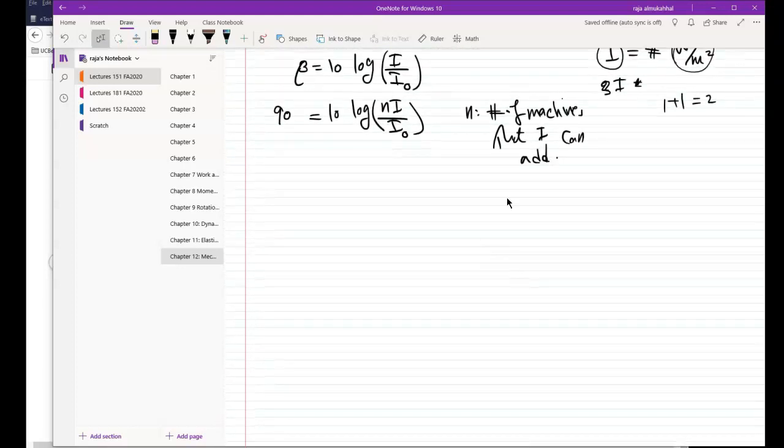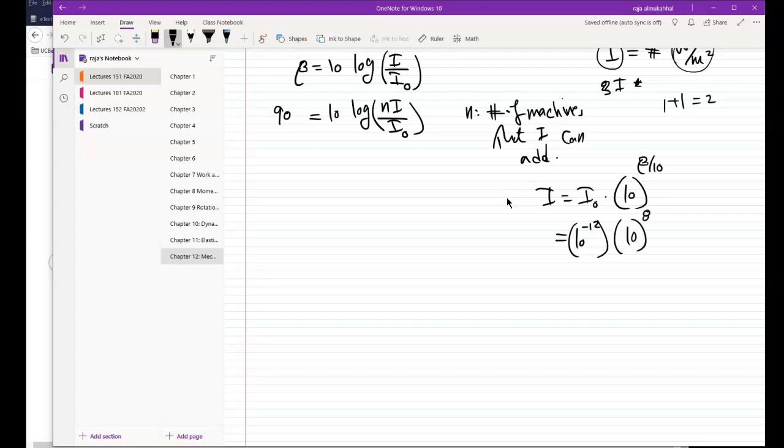So I have here I equals I naught times 10 to the power of beta over 10, correct? So I'll just plug it in. I have here 10 to the negative 12 times 10 to the 80 over 10. So that gives me 10 to the negative 12 times 10 to the power of 8. So the intensity here is 10 to the power of negative 4 watts per meter squared. There we go. Now I know what the intensity is.